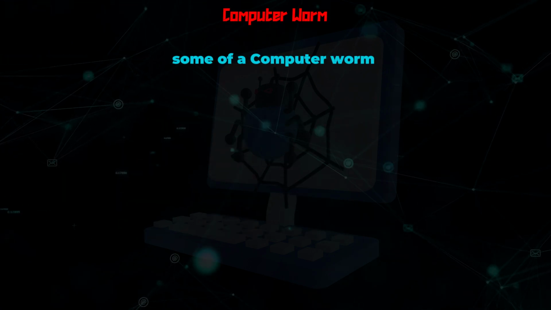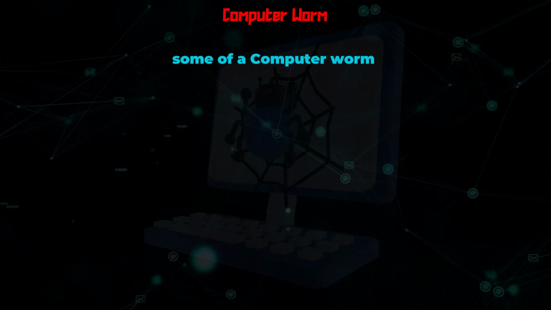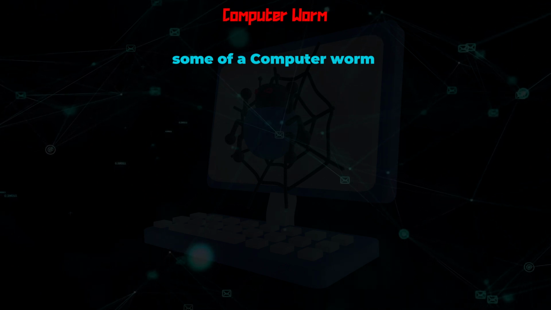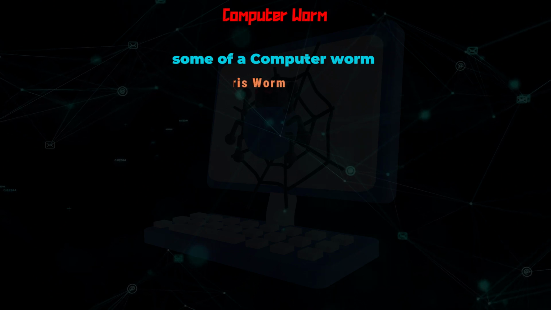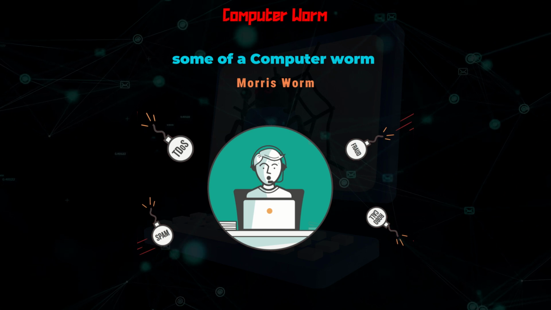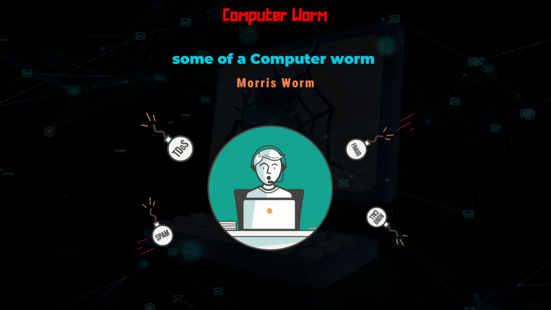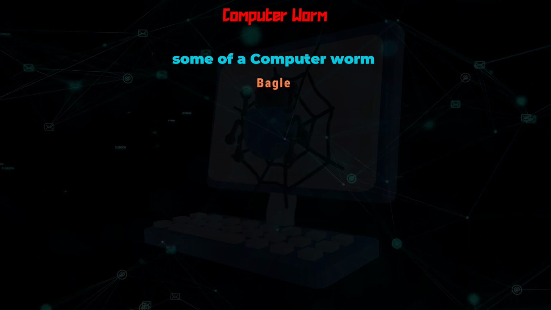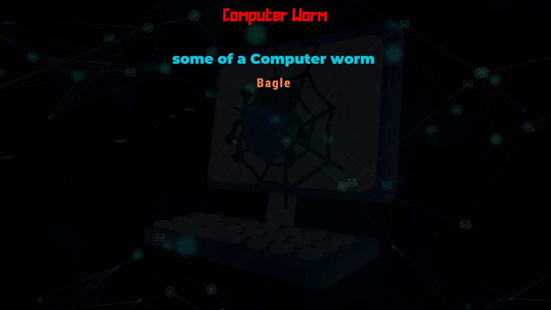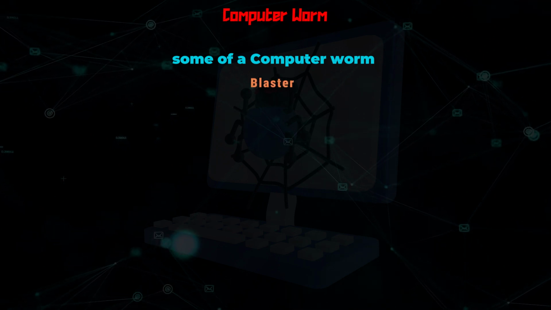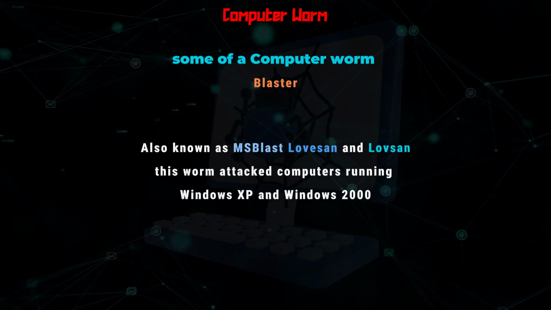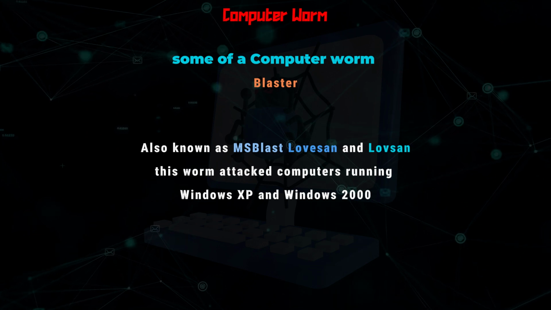Some computer worm examples. Over the years, there have been some particularly devastating worms. Some worms have caused billions in damage. Morris worm, also known as the Internet worm. This was one of the first computer worms to spread via the Internet and earn notoriety in the media. Bagle, also known as Beagle, Mitglieder, and Lodeight. This mass-mailing worm had many variants. Blaster, also known as MS Blast and Lovesan. This worm attacked computers running Windows XP and Windows 2000.